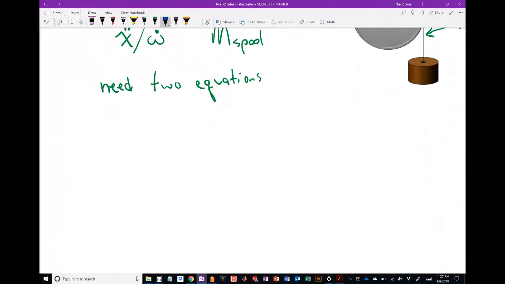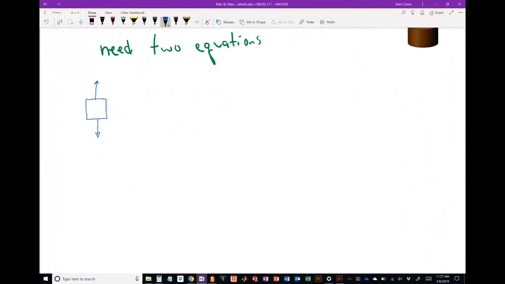One of the places that you can get one of the equations is to draw a free body diagram of the mass itself, with the tension coming up and the weight going down. And to sum the forces, F equals ma. m x double dot is going to be equal to the sum of all the forces on there. We'll come back and solve that here.